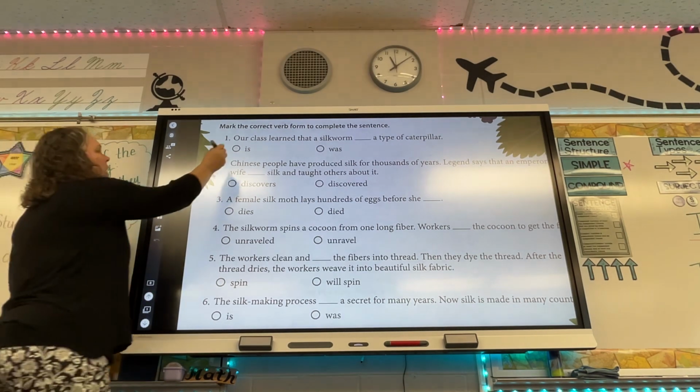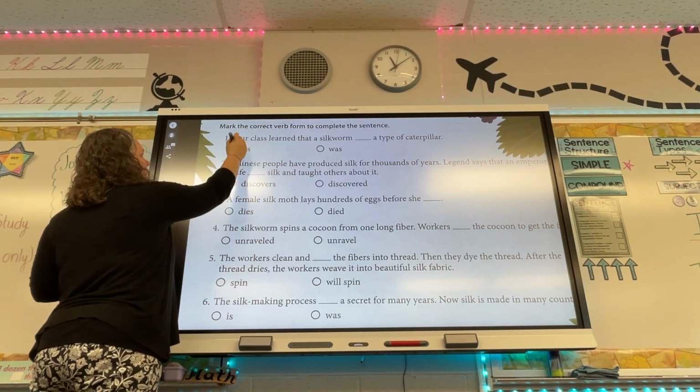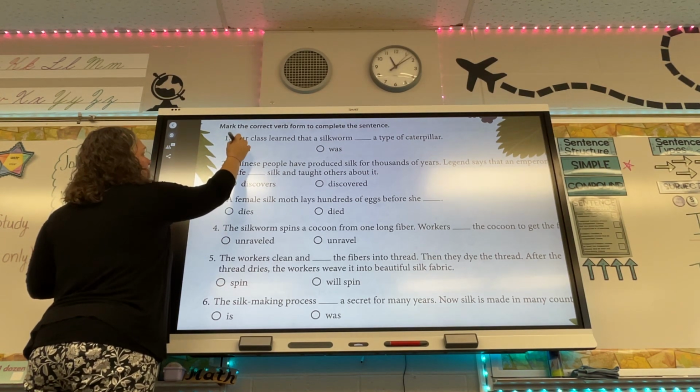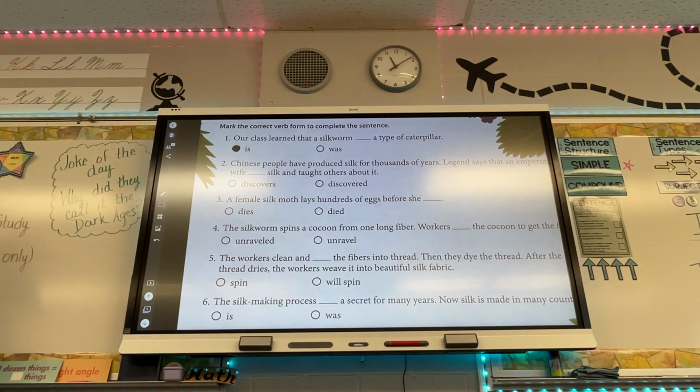Is, okay? We wouldn't put was because do we still have silkworms today? Yes. Now, if silkworms were extinct, we would put was. But because silkworms are still here and they're still in the present, we put is. Number two, Chinese people have produced silk for thousands of years. Legend says that an emperor's wife blank silk and taught others about it. What do you think we should put there, Raphael?